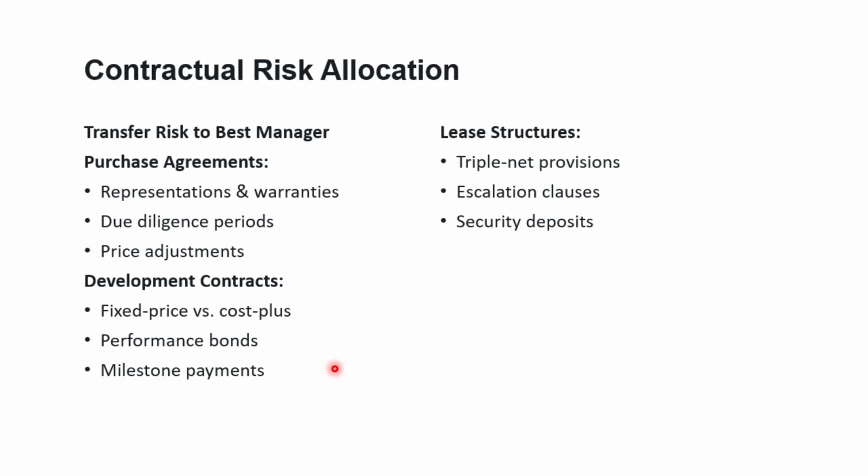Then we also have to understand the contractual risk allocation. Smart investors don't just analyze risk, they transfer risk to parties best equipped to manage it, right? So the agreements which we form should be done in such a way that the risk goes to the right party which can bear it.